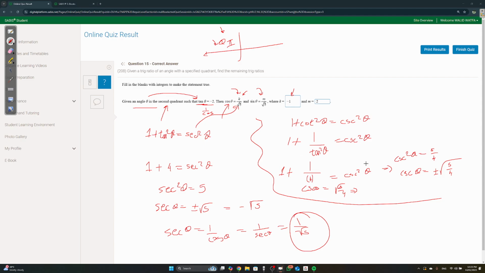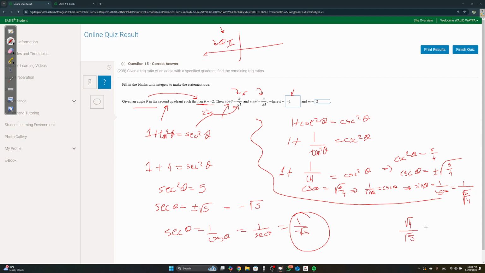Now we want sine. We have cosecant. Cosecant is 1 over sine theta. Right? So how do you find sine theta? Just swap. So sine theta will be 1 over cosecant theta. So it's going to be 1 over root 5 over 4. So you're going to root the roots for everything. So now you're going to flip it. It's going to become root 4 over root 5.